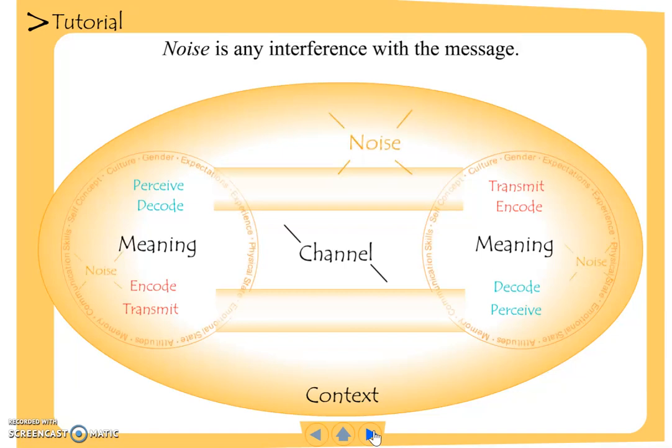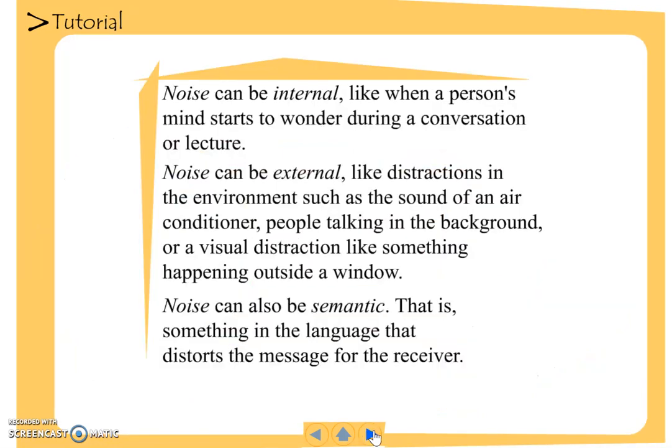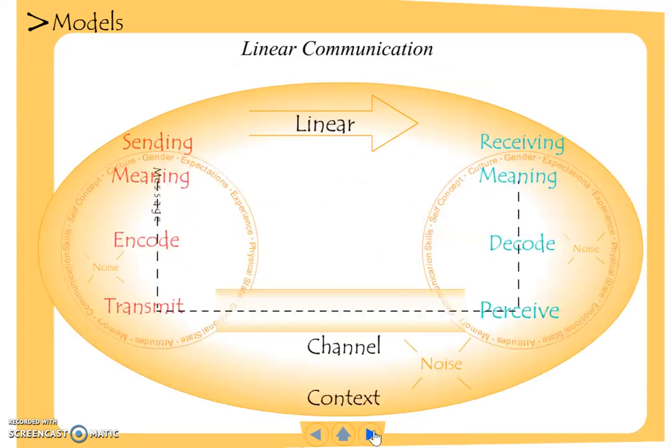Now, noise can be something that interferes with the message. Noise can be internal when we have thoughts in our own mind that maybe take us away from a conversation. Noise can be external, as loud sounds around us may distract us, or noise can be somatic in the sense that the language that was used might have been distorting. For example, if someone used some type of term or trigger word that made you think of something else.